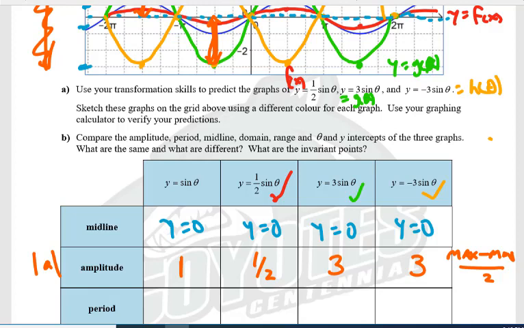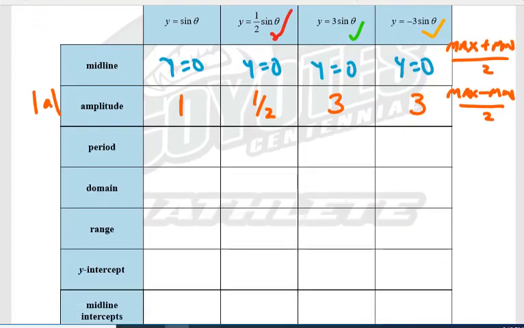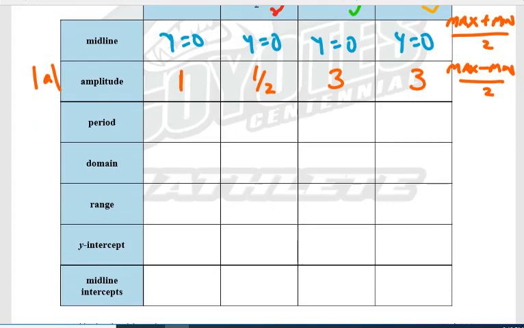Maybe a little easier way to remember this is if we look at this midline, that midline is your average height of the wave. How do you find an average in mathematics? You add two things together and you divide it by 2. So if we take max plus min divided by 2, that's going to be our midline. Your average height, it's going to be where this graph is centered around, and then max minus min over 2 is your amplitude equation. Those aren't on your formula sheet, but those are super useful to remember.